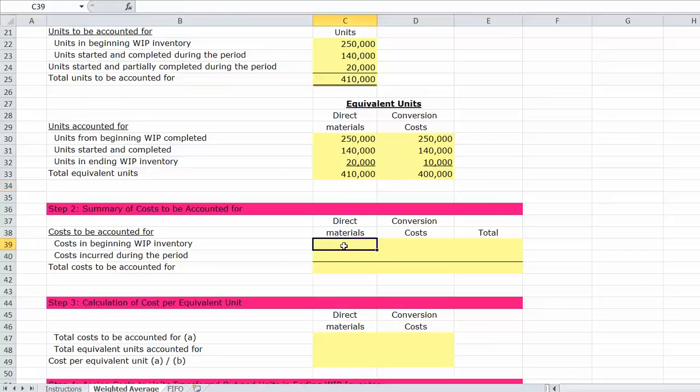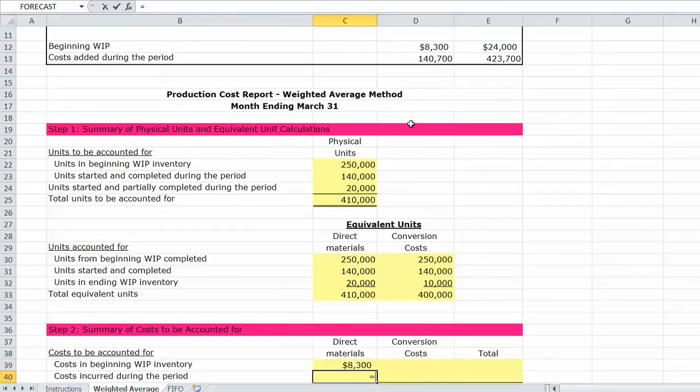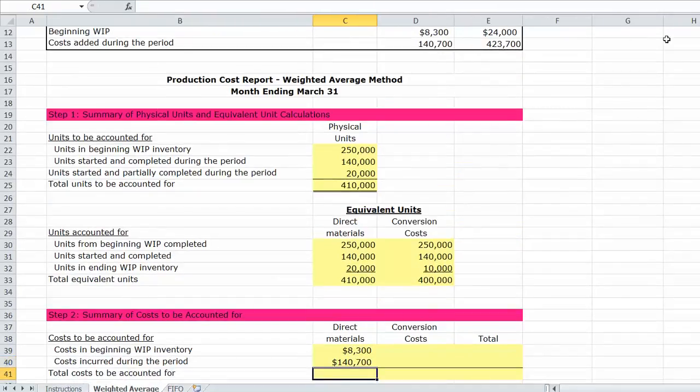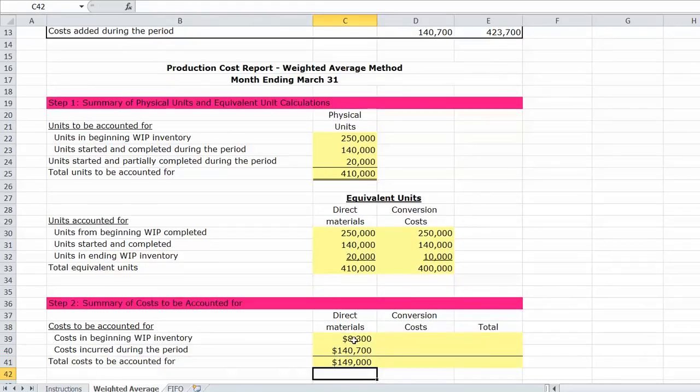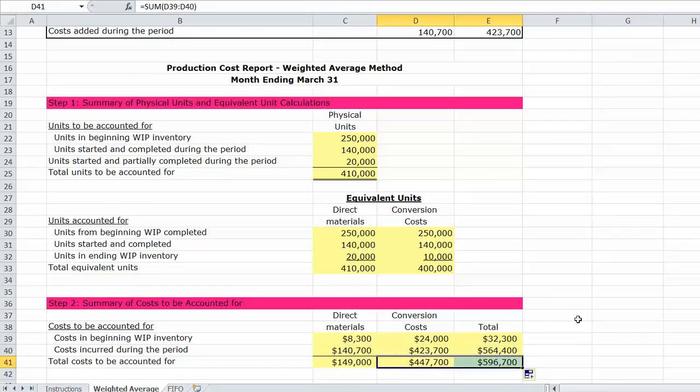So we need to pick up our costs. Our beginning work in process cost for direct materials, 8,300. We added an additional 140,000 in cost. So the total cost that we need to account for direct materials is $149,000. The cost for conversion total, 447,700. Our total cost, we can simply add those together, and we see our total cost that we need to account for is $596,700.